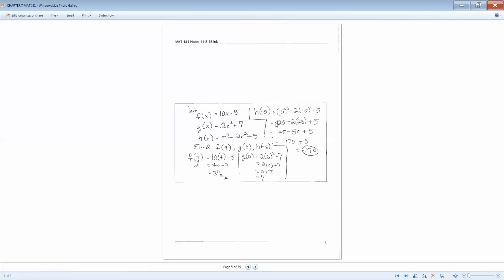Then plug negative 5 in for r. So it's negative 5 cubed minus 2 times negative 5 squared plus 5. Negative 5 cubed is negative 125. Negative 5 squared is 25. So then we go ahead and multiply 2 times 25, which would be 50. That would be negative 125 minus 50, which is negative 175. Plus 5 would be negative 170.